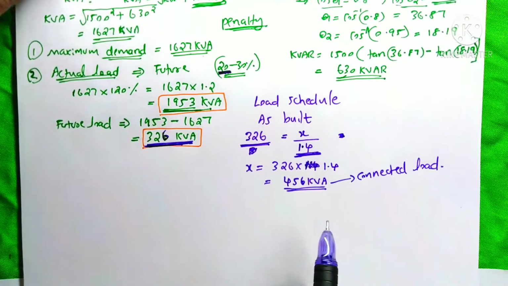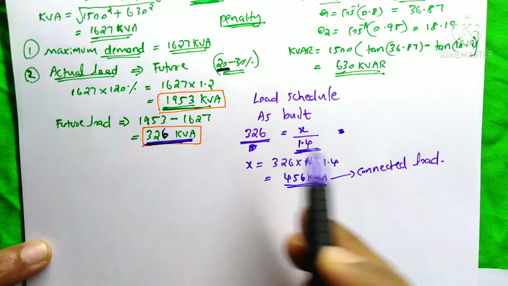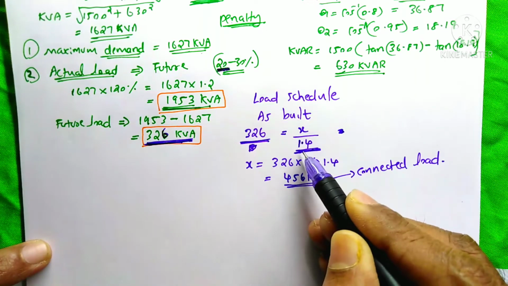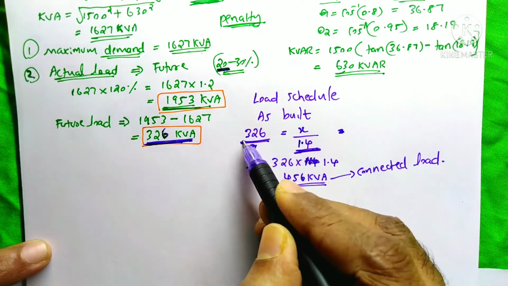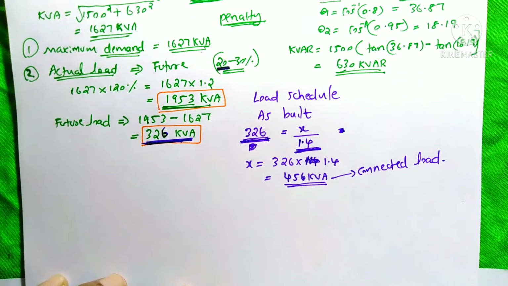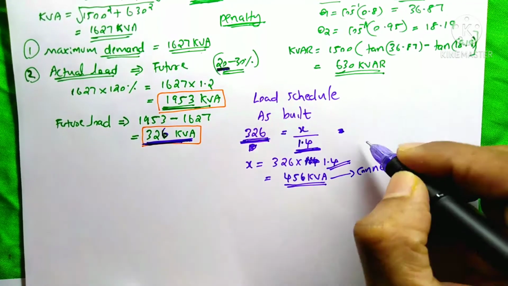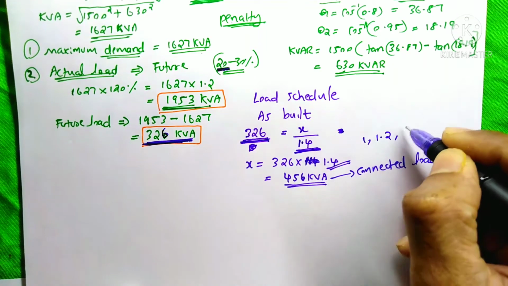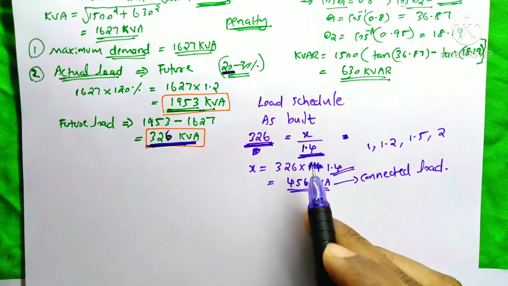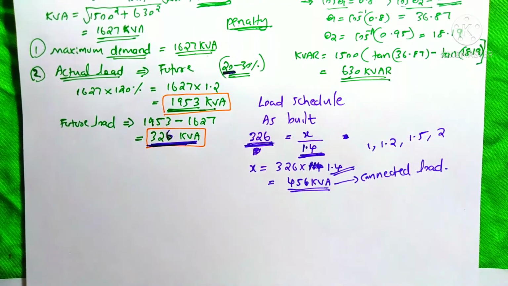In future, we can connect 456 kVA of connected load on this transformer, but when applying the diversity factor of 1.4, we will get a maximum demand of 326. That 326 is what we already got over here. And one more thing: this diversity factor depends upon your project. It may be 1, 1.2, 1.5 or 2. The diversity factor means how much load is going to be connected at the same time.